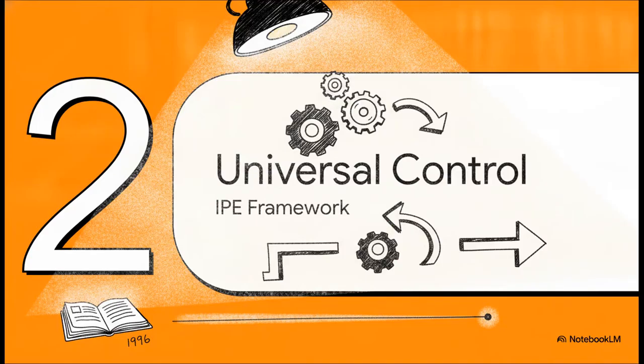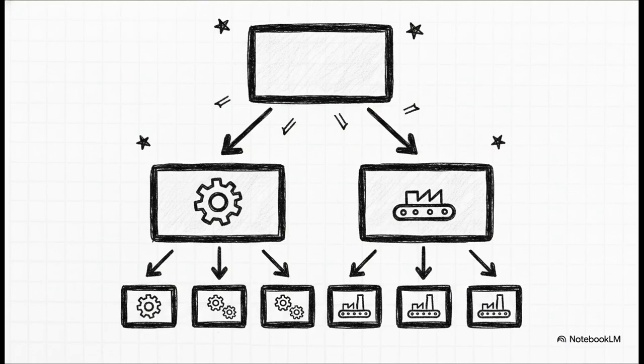Which brings us to Section 2. IPE, the Universal Controls Architecture, or as I think of it, the comprehensive grid. Rooted in Roger Slater's foundational work from way back in 1996, the Integrated Process Excellence Framework, or IPE, operates completely differently. It acts less like a targeted laser beam and way more like a universal system floodlight. It's a whole different paradigm for process control.